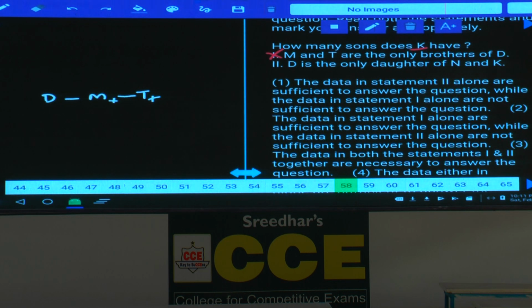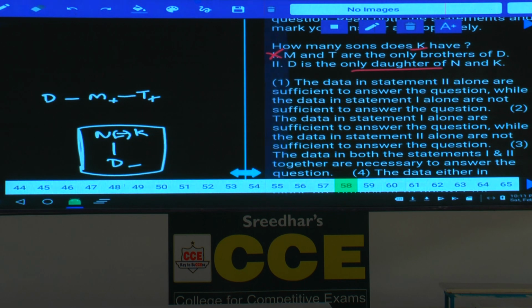Then coming to the second one, what is the second one here? Now in the second one, D is the only daughter of N and K. N and K are spouses to each other, and D is the only daughter of N and K. Now with the help of condition number 2, can you determine the number of sons this K is having? No, because no information about sons is given in condition number 2. Hence 2 alone is not sufficient.